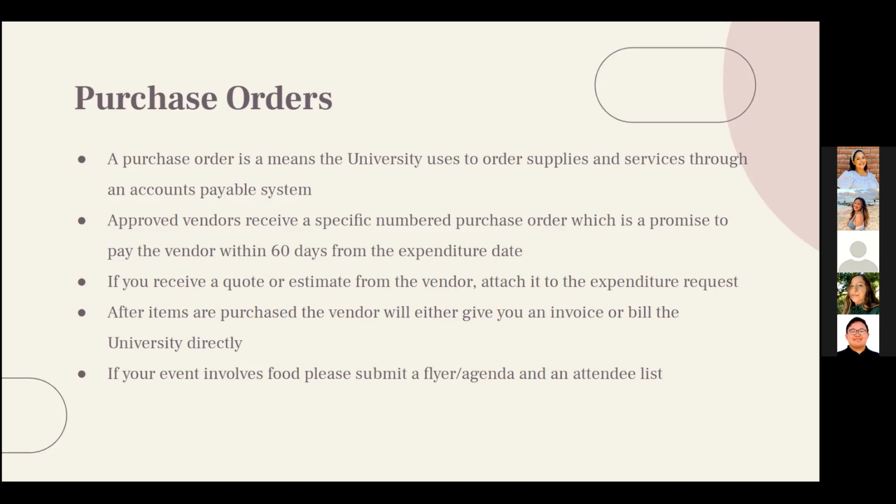If you receive a quote or an estimate from the vendor, attach it to the expenditure request. After items are purchased, the vendor will either give you an invoice or bill the university directly. And then if your event involves food, this is just across the board, you'll want to submit a flyer or an agenda as well as an attendee list with your request.